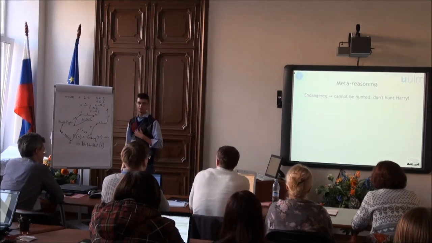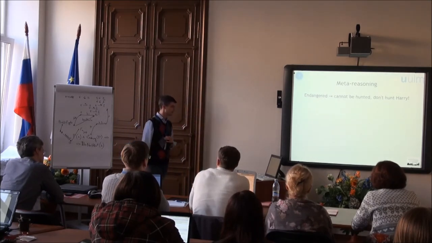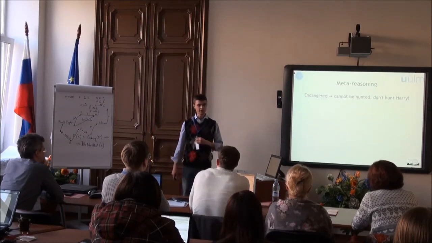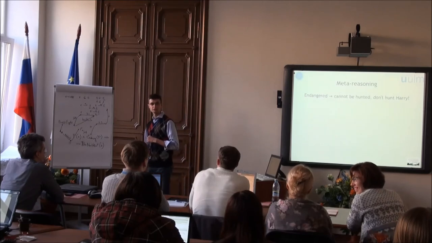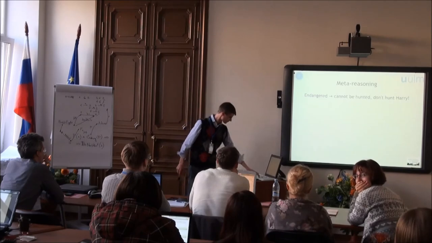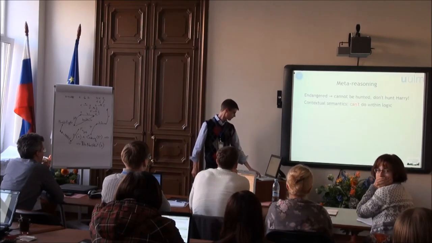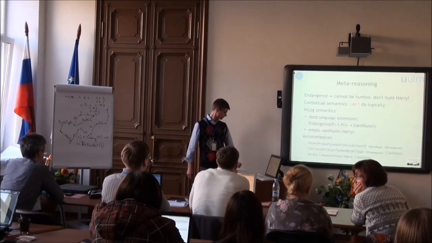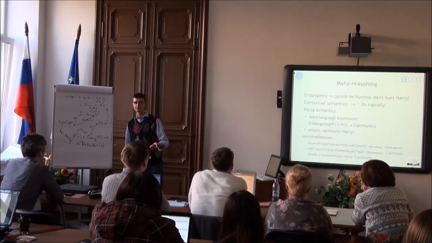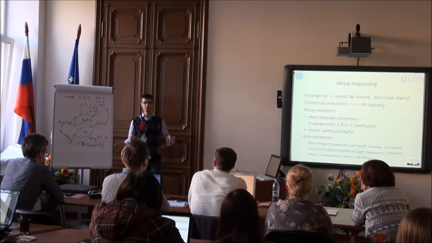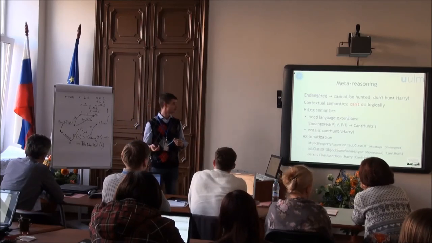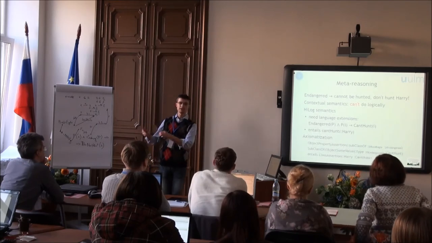Well, at least in this example, you can get the entailment that if something is a member of a class which is endangered, a member of endangered species, then that object should not be hunted. Do not hunt Harry. So you couldn't do it in contextual semantics, you could do it in high-level semantics but with extra stuff, and you can do it in this axiomatization without extra stuff, anything which is outside of OWL.